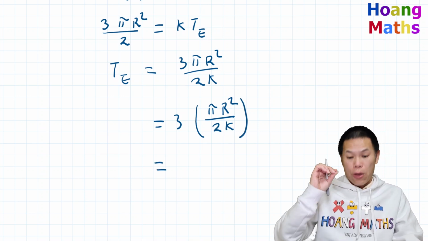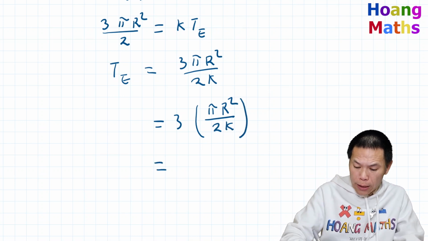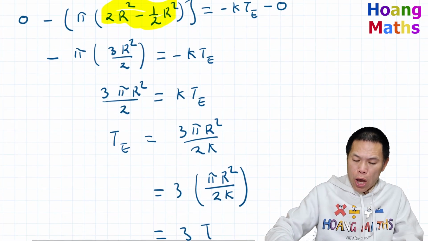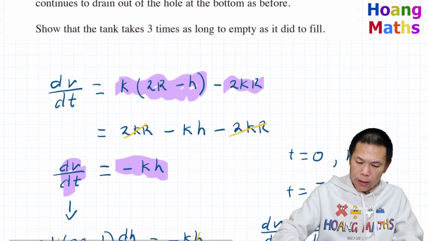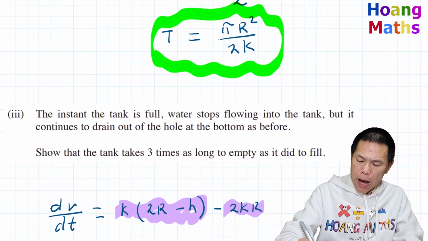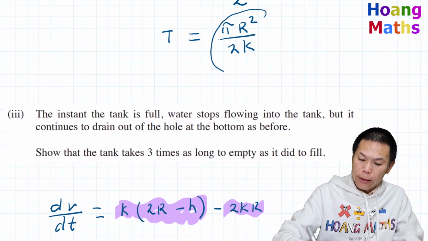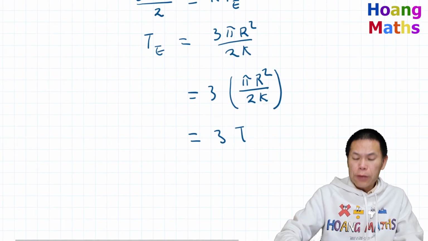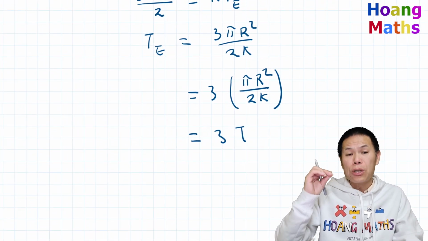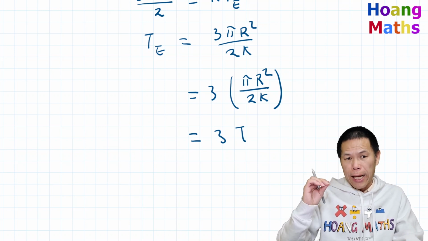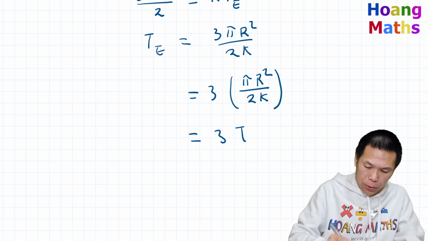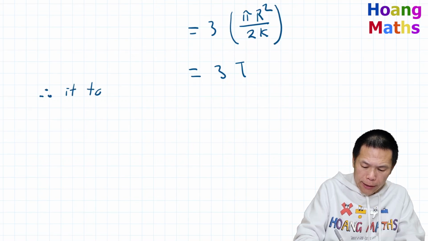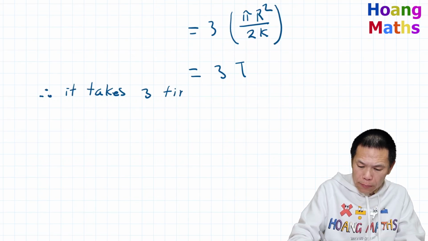And don't forget, pi r squared over 2k is T, so 3T. Let's double-check pi r squared over 2k. There you go, pi r squared over 2k, so that is T. This means that it takes 3 times as long to empty the tank as to fill it. So therefore, it takes 3 times.